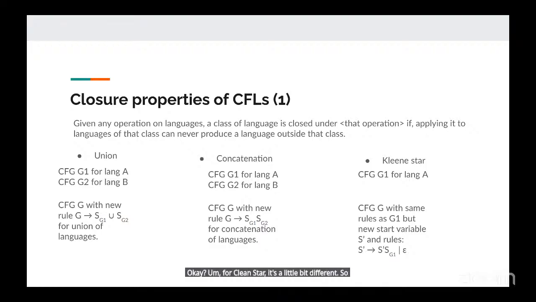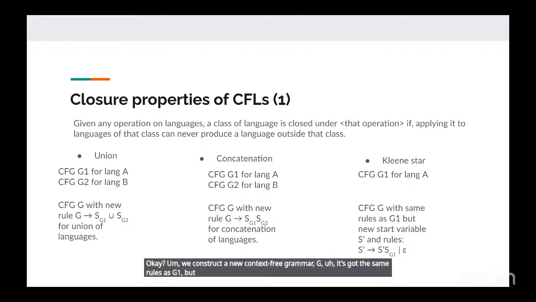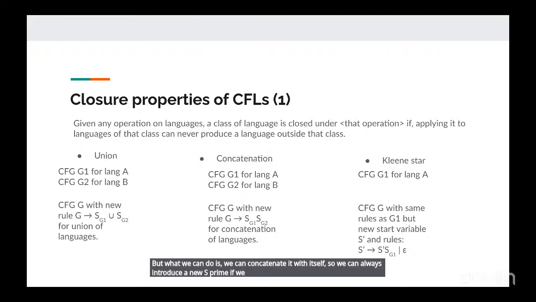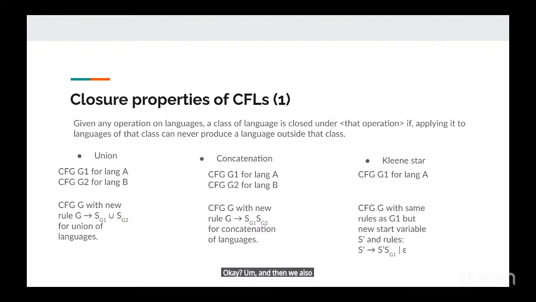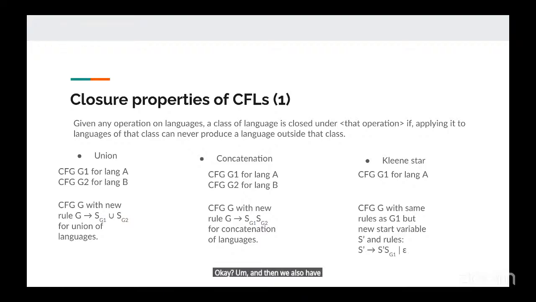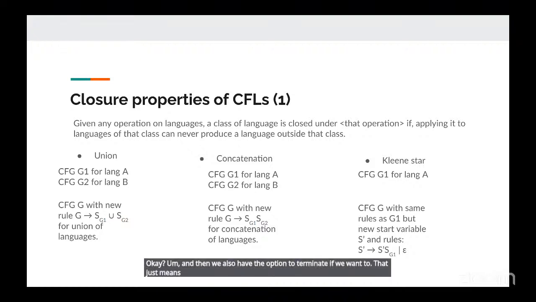For Kleene star, it's a little bit different. If we have a context-free grammar for a language A, we've called it G1. We construct a new context-free grammar G. It's got the same rules as G1, but we now have a new start variable S prime. What we can do is concatenate it with itself, so we can always introduce a new S prime if we want to start a new word. Then we also concatenate it with the start variable from our original grammar. We also have the option to terminate if we want to. That means at the very start we can terminate, or as soon as we've concatenated, let's say, three different copies of G1's start variable, we can terminate.